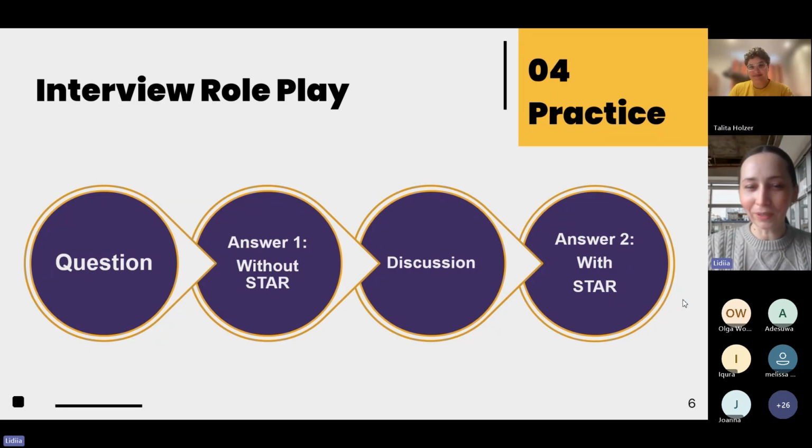I will pretend to be the interviewer and Talita will be the candidate who applied for the role. We will show examples of how a job interview would go. Talita will answer each question twice. The first time without following the STAR method, and we will have some time to discuss what could be done better. Then we will give you an example using the STAR method, so you will see the difference.